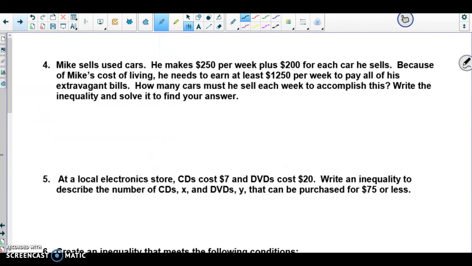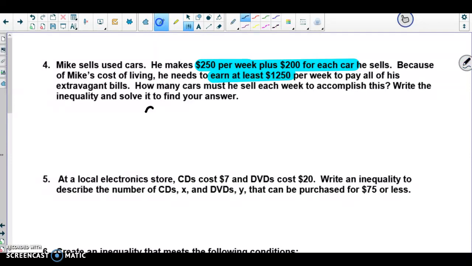All right, so number 4, Mike sells used cars and he makes $250 per week plus $200 for each car he sells. Because of Mike's cost of living, he needs to earn at least $1,250. So he has to earn at least $1,250. And doing that, he's getting $250 a week plus the $200 for each car. How many cars must he sell each week to accomplish this? Write an inequality and solve to find your answer.